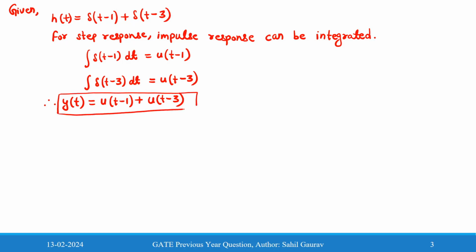Now in this problem, they have told you to find the step response at t is equal to 2. So that means y(2) equal to u(2 minus 1), which will be u(1), that is 1, plus u(2 minus 3), that is u(minus 1). So u(1) is 1, and for negative values the output of the unit step function is 0. Therefore, you will get 1 as the answer.